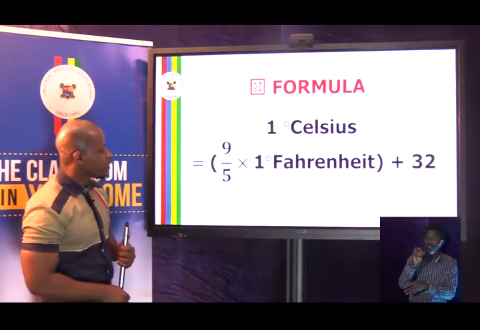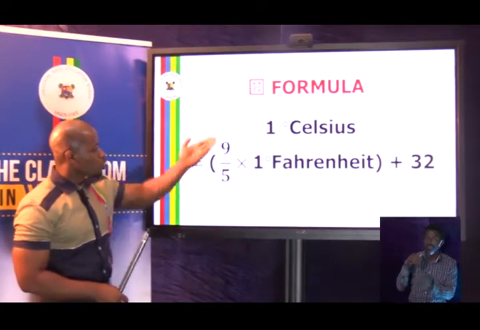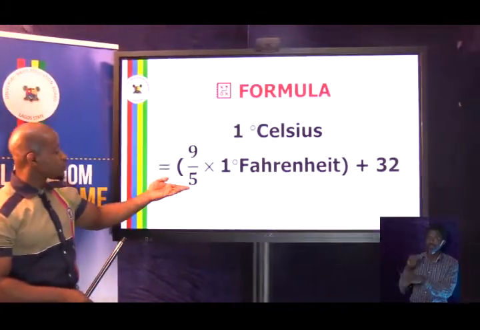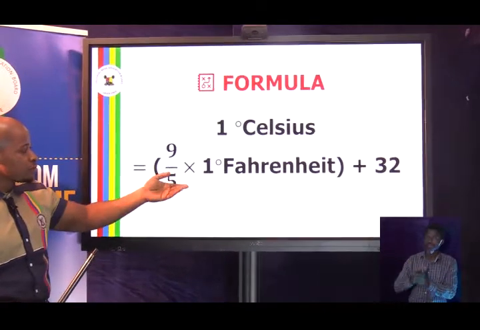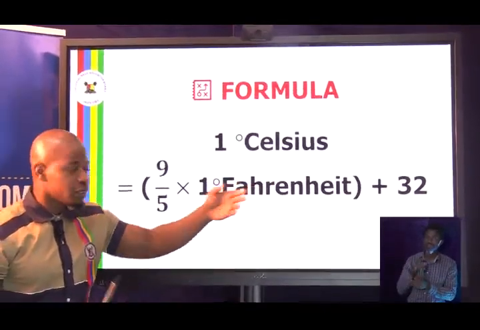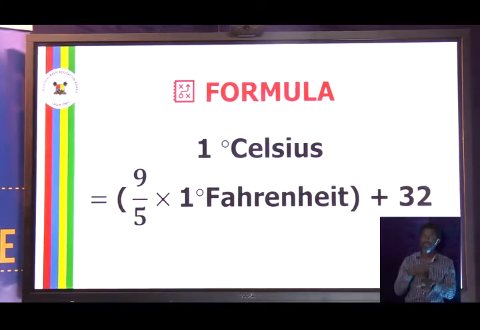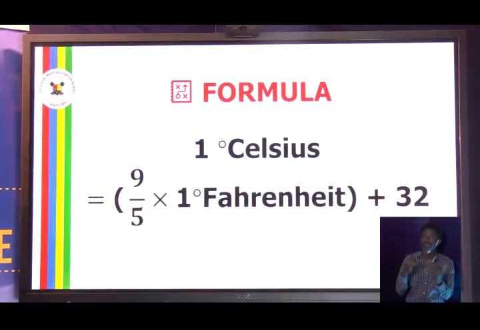Take it down. You have 5 seconds. 1 Celsius unit, 1 degree of the Celsius unit, is 9 over 5 of the Fahrenheit unit. Then you had 32 at the end of the day. So let's look at some real examples now.